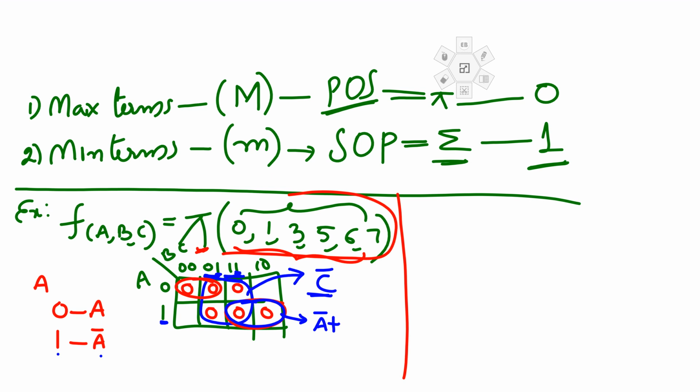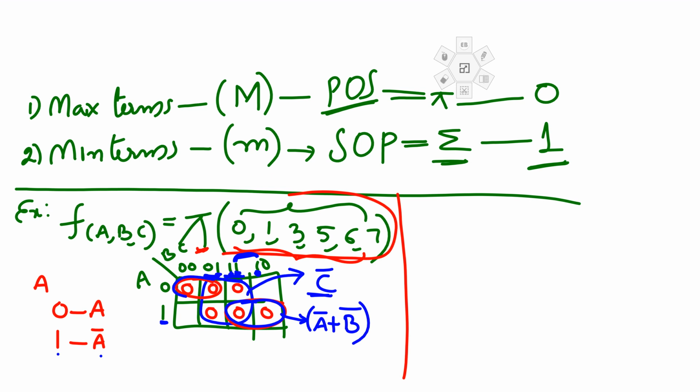Now, this row we covered. Then what about the column? In these two columns, which is constant? The first position is constant. What is the position of that? It is B. That means B bar, since 1 means B bar. So this is another prime implicant we got.